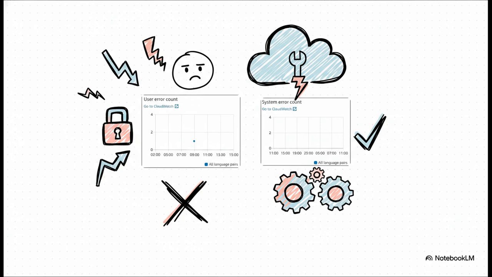The most important distinction to understand here is between user errors and system errors. Think of it this way. User errors, those are the 400x error codes, are basically your fault. Maybe you sent bad input or you have the wrong permissions. System errors, the 500x codes, are on AWS's side. The service itself had a problem. You have to monitor both to really understand the health of your application.